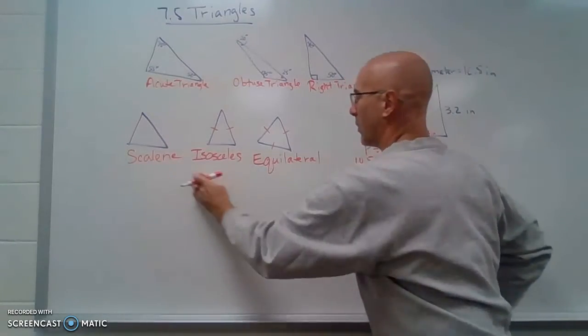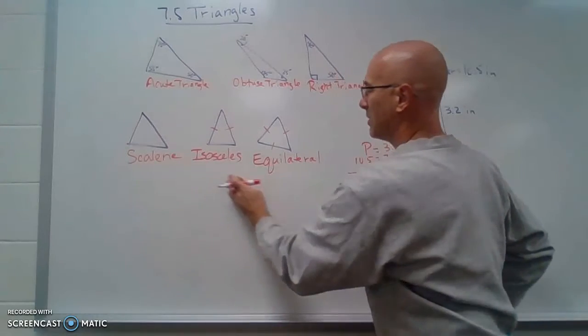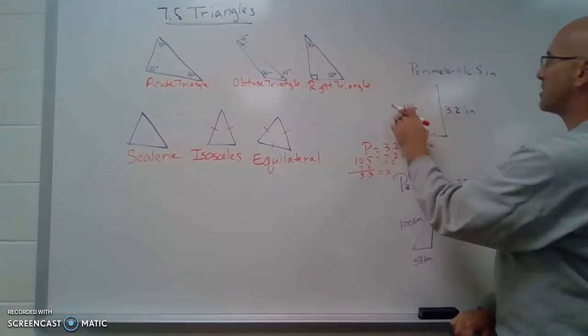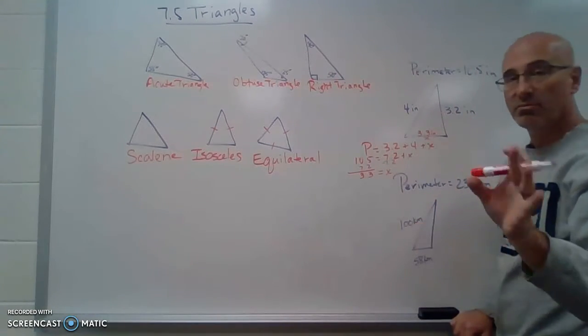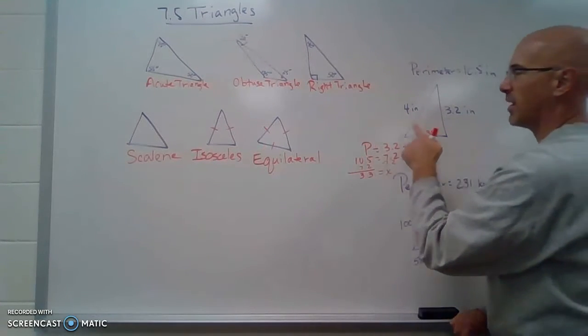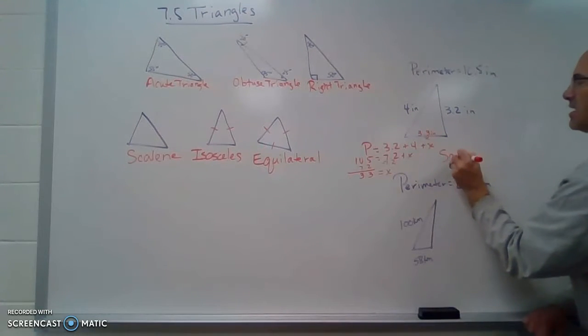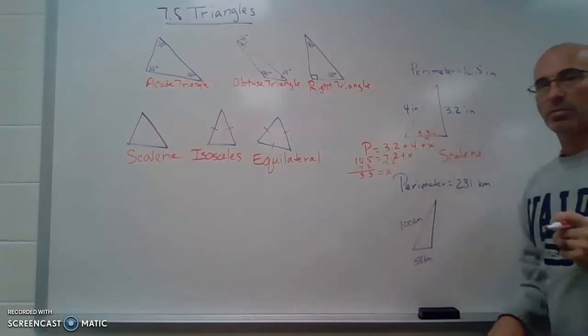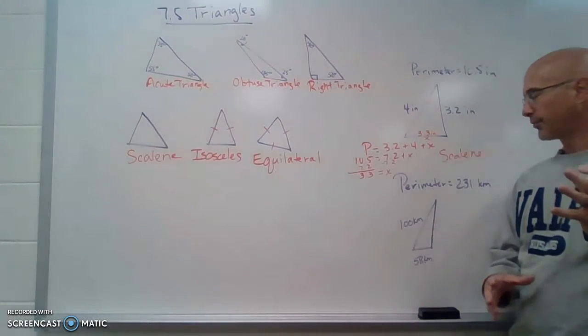Now, what we're wanting to do is to say, what kind of triangle is that? Well, let's look at this. When we're looking at our sides, we're going to name it here. Equilateral means all of our sides are the same. Okay, that's not happening. Isosceles means two of our sides are the same. That's not. So this is a scalene triangle because all of the sides are different.